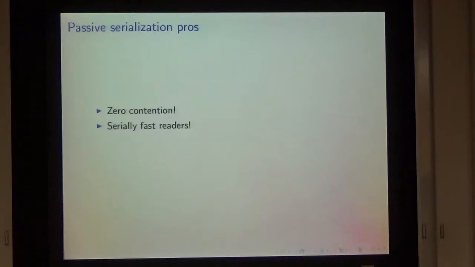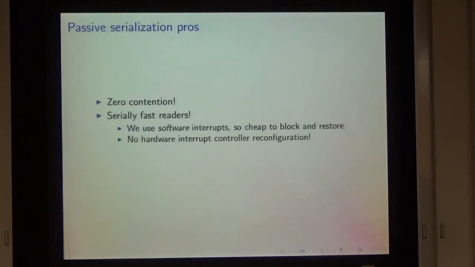Read sections are also fast. All you have to do is block interrupts on the current CPU. You don't have to do anything else. And it's not hardware interrupts. We just use software interrupts. So this is really just setting a flag in the current thread record. You don't have to reconfigure hardware interrupt controllers.